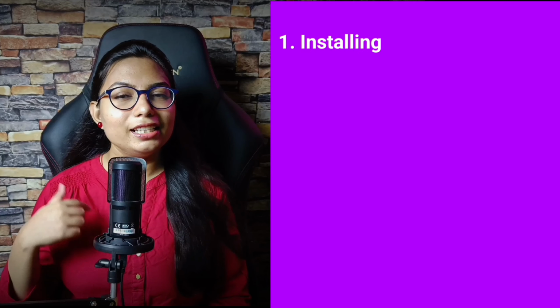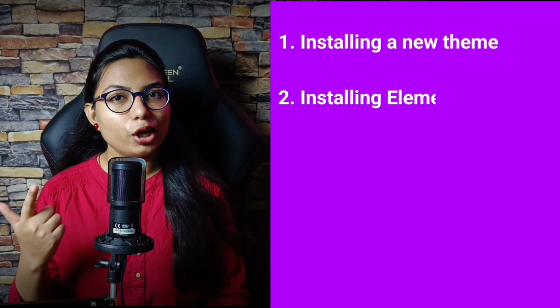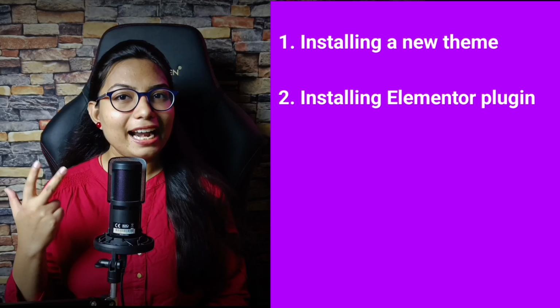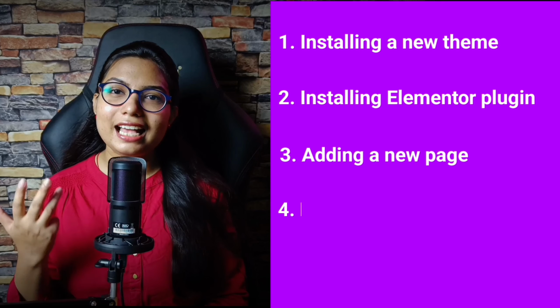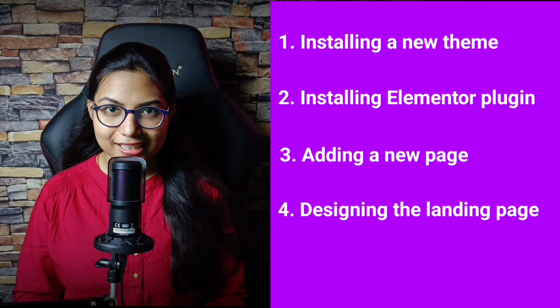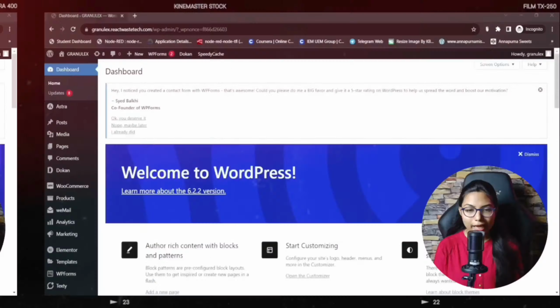So, are you ready? Let's dive in. So here, we will follow 5 steps, which includes installing a new theme, installing Elementor plugin, adding a new page, designing the landing page, and creating a lead generation form. So firstly, we need a fresh canvas to paint our masterpiece, isn't it? Therefore, let's start by installing a new WordPress theme.